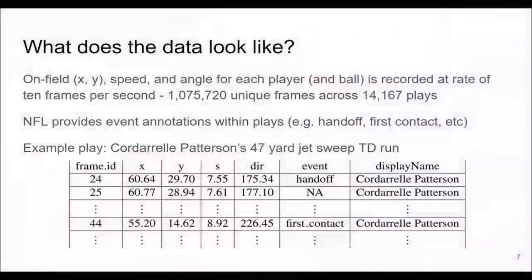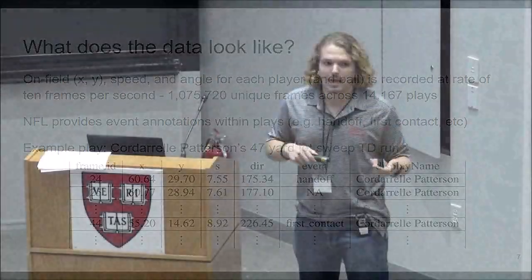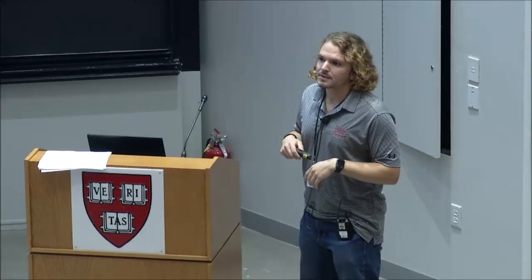So you literally get the on-field X, Y, and the speed of all players at a tenth of a second for every play. In this subset of data from the first 6 weeks of the 2017 season, this corresponds to a little over 14,000 plays and about 1 million unique timestamps. The NFL also provides event annotations, such as when a handoff occurs, the end of the play, when the ball is arriving on a pass, etc.